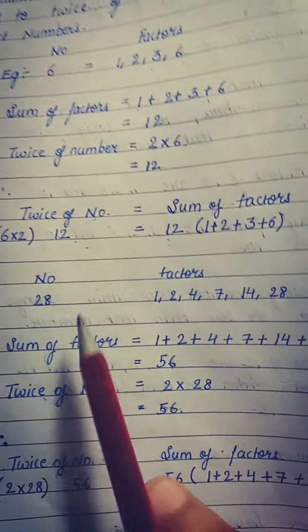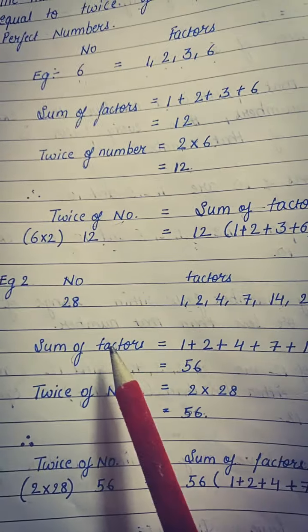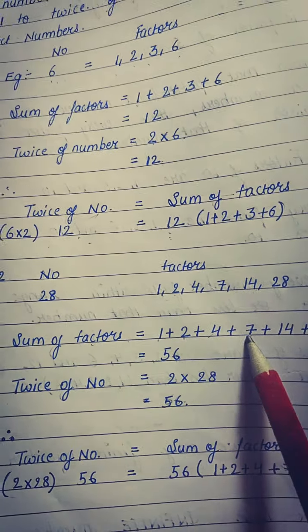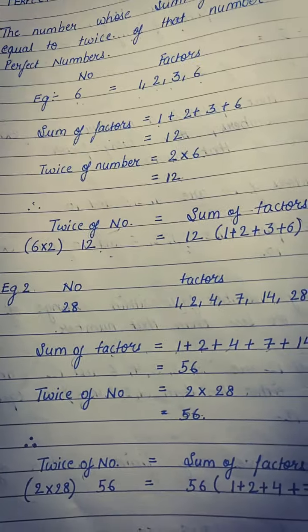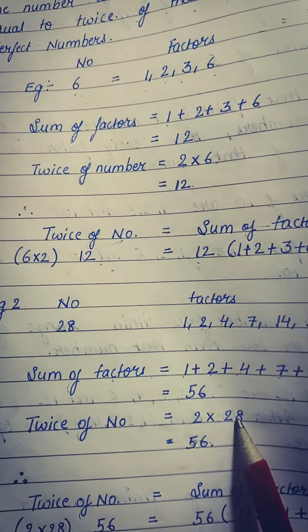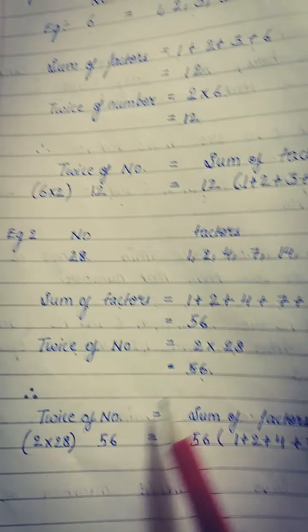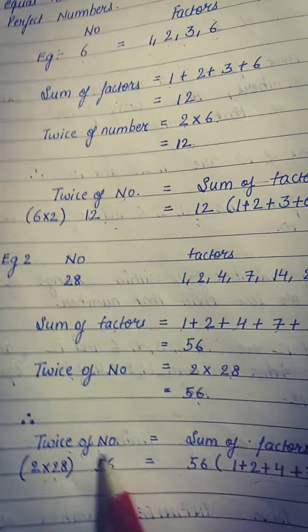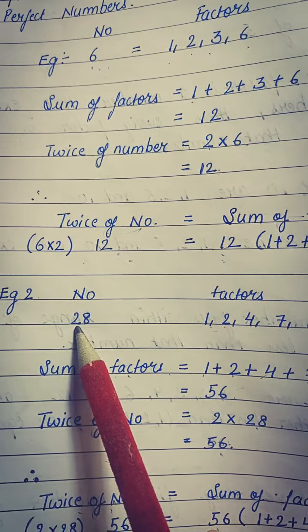Similarly, for 28, the factors are 1, 2, 4, 7, 14 and 28. Again, I will perform the sum of factors, that is 1, 2, 4, 7, 14 and 28. I will sum them and receive 56. And if I make twice the number, that is double of 28, I will receive 56. Because twice the number is equal to the sum of factors, we can say that 28 is a perfect number.